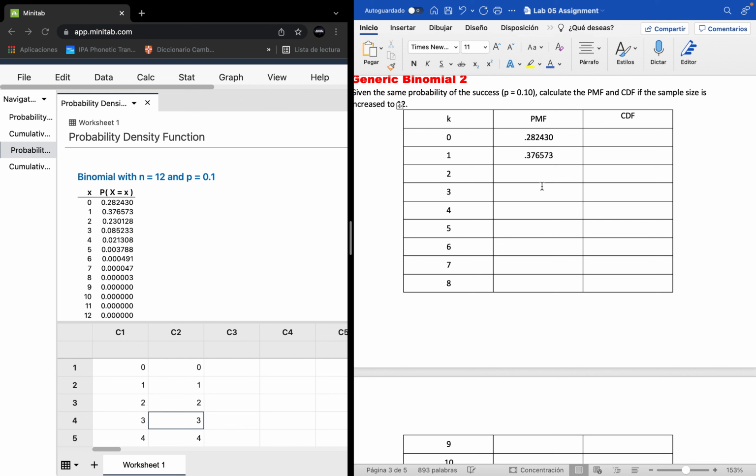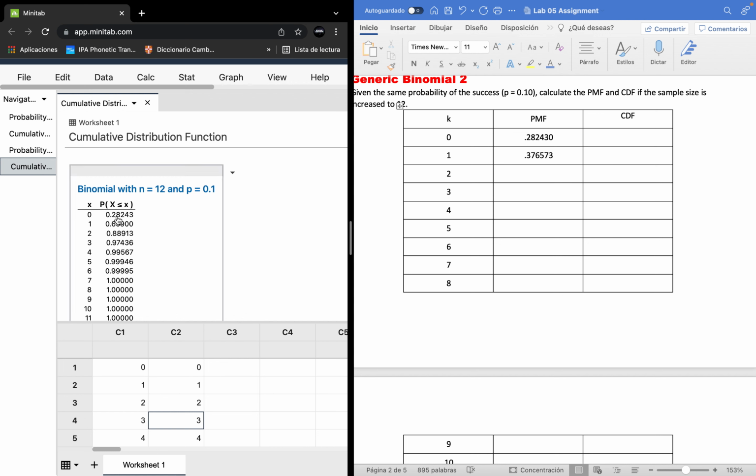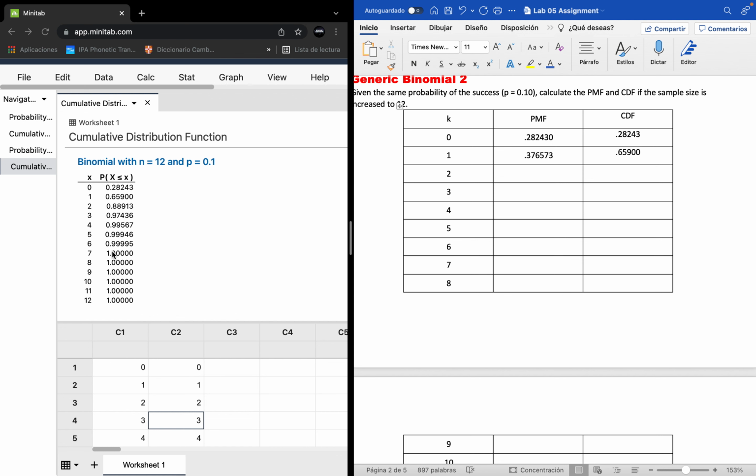So please fill these values here. And what about the CDF? For the CDF, you have to use the cumulative distribution function. For the CDF, the value is the same as the PMF, 0.28243 for 1.65900 and so on. You will have to write all these values here.